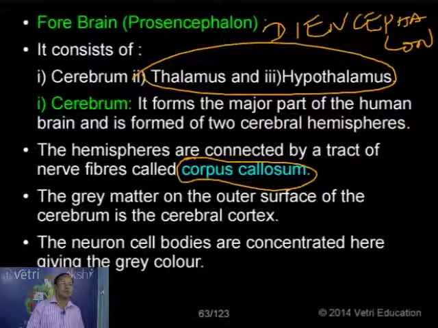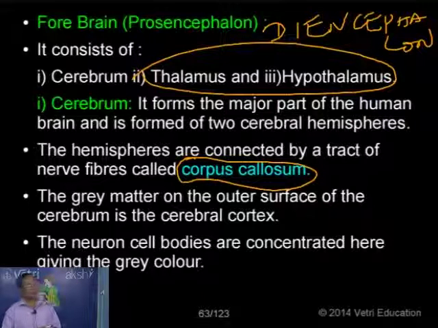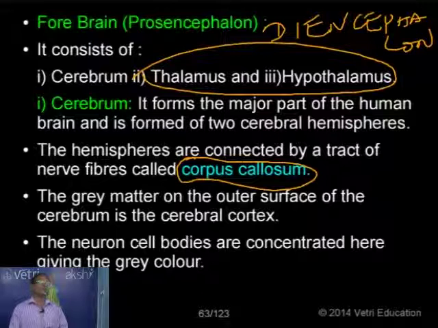So the two cerebral hemispheres are joined together by a tract of nerve fibers at the base, called the corpus callosum, a characteristic feature of all mammals, particularly the placental mammals. It is well developed, and absent in all other animal groups.